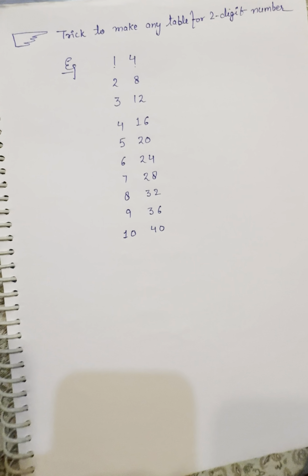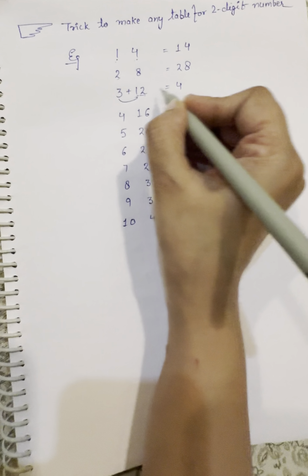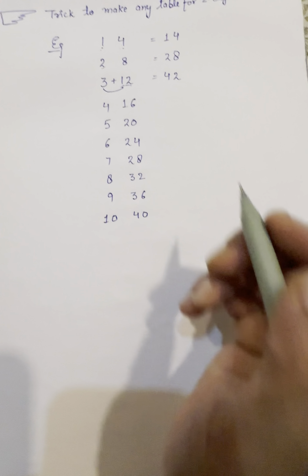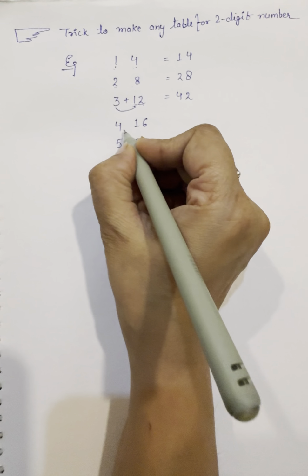Now when 2-digit numbers come, what we will do is add these two. 3 plus 1 is 4. 2 we will write in the same place. So 14 threes are 42. Now 4 plus 1 is 5. 6 we will write in the same manner.